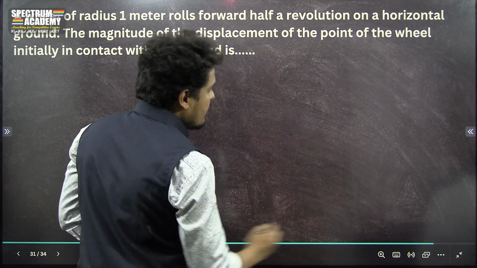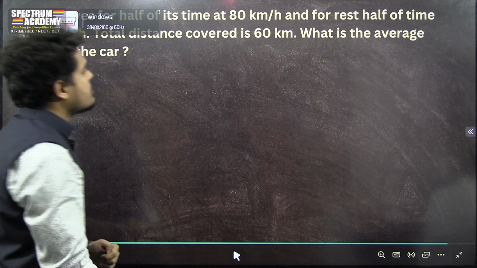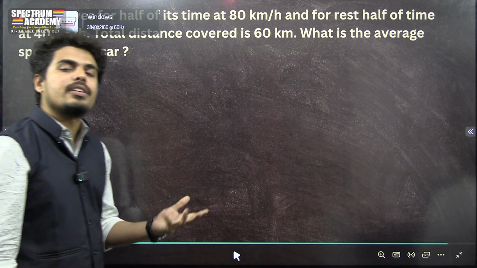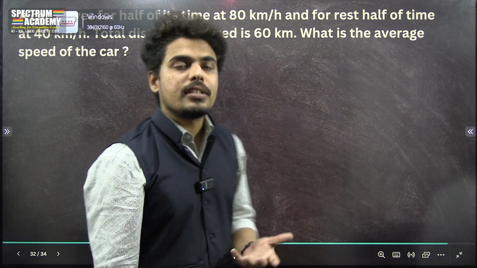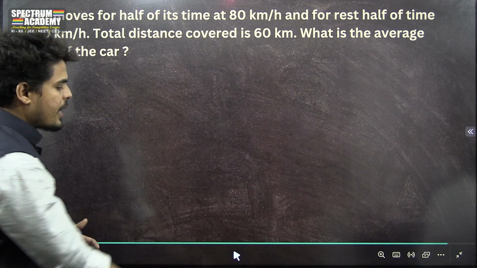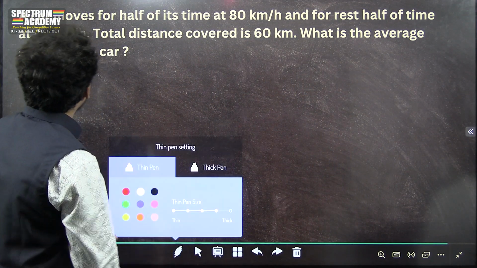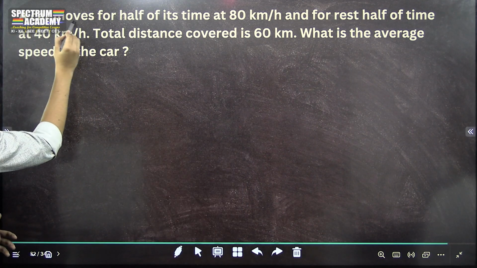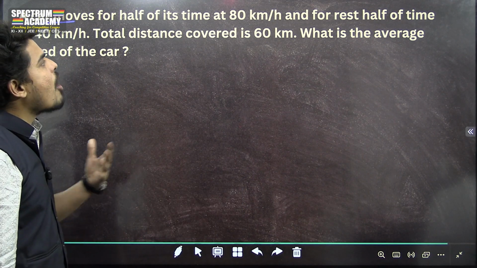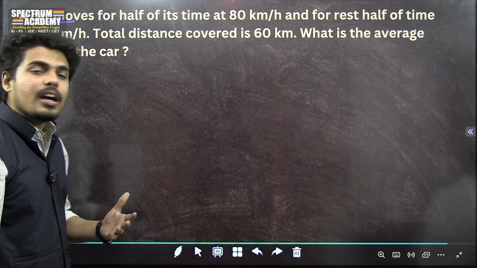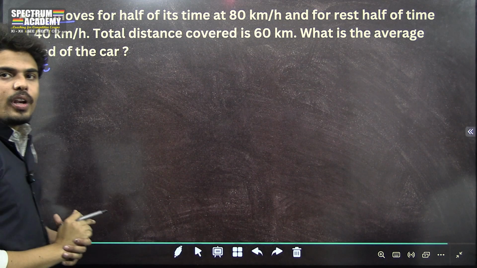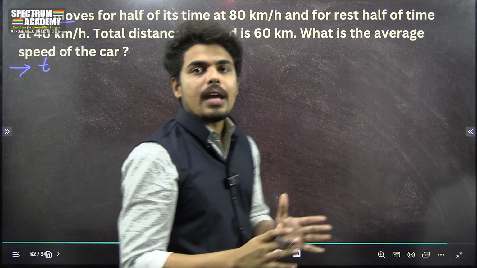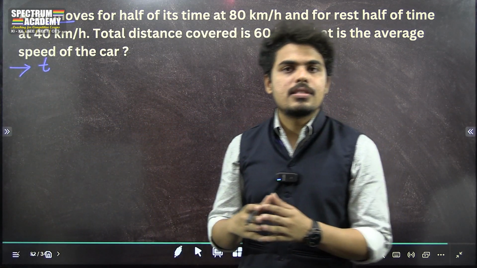So moving ahead with the next question. This one is the interesting question about the speed and distance. We know that the speed equals to distance upon time. So we have asked about the car. A car moves for half of its time. यानी अगर मैं कंसीडर कर लूं कि कार की मोशन t टाइम में हो रही है, so the total time required for the motion of the car is t.